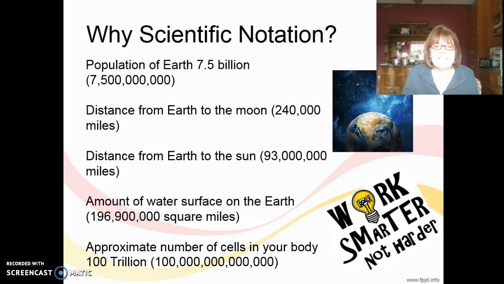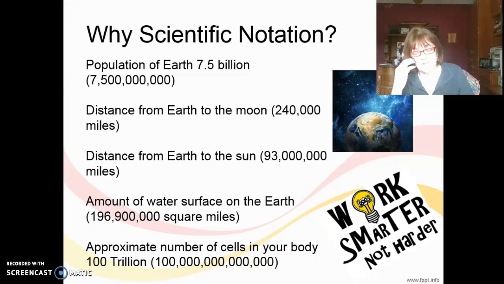Take a look at some of these numbers. The population of the Earth right now is around 7.5 billion. But if you write that out, look at it. 7,500. And then a bunch more zeros. Yikes, I hate working that hard and trying to figure out these numbers. And all the rest of the numbers on here too, the distance from the Earth to the Moon. Now that's an easy one, really. 240,000. I don't mind that one too much.